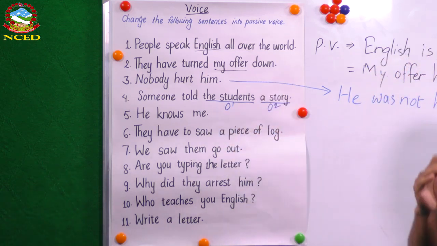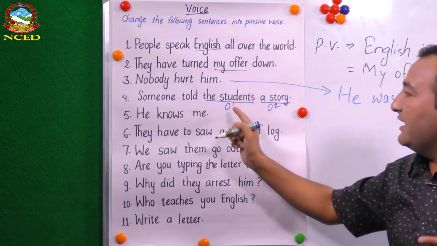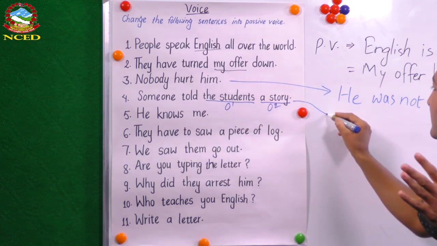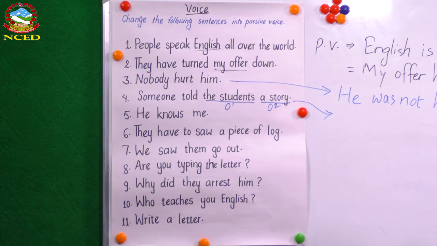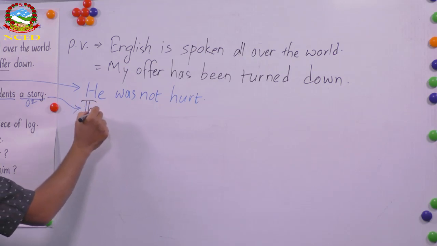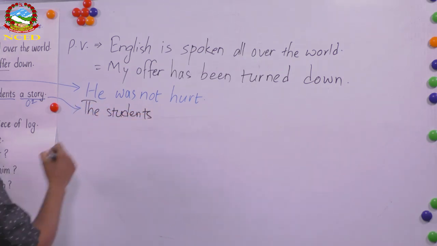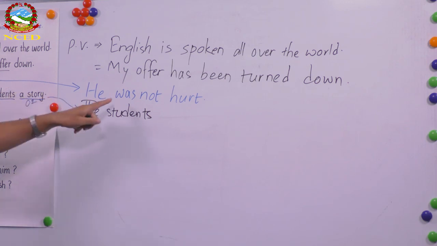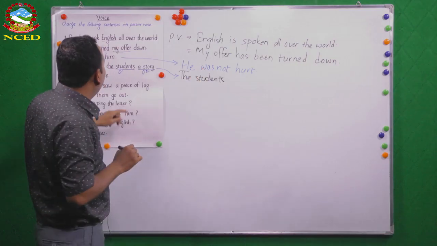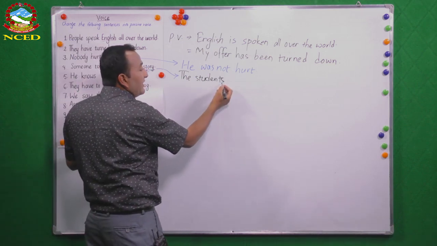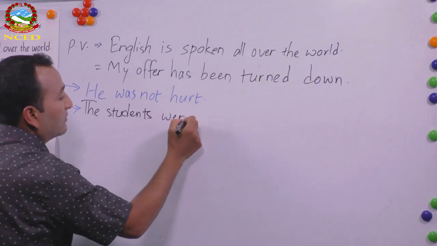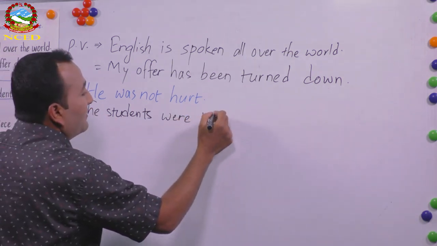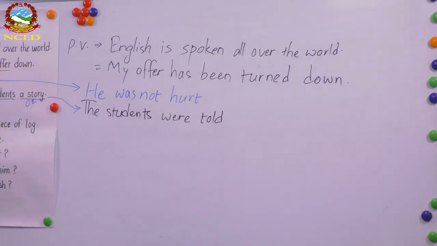Now there can be 2 ways of transforming this into passive voice. First, let's check it from the first type, using object 1 as the subject. Okay, let me write with black here. The students, subject. Told, which tense? Past tense, verb 2. What do we use? We use was, were plus verb 3. Was or were? With this plural subject, students, we use were. The students were what? Were plus verb 3. What is the past participle of told? Same, told. The students were told.